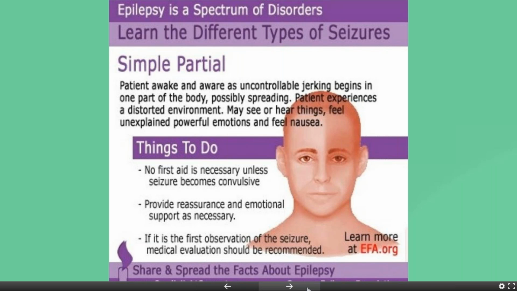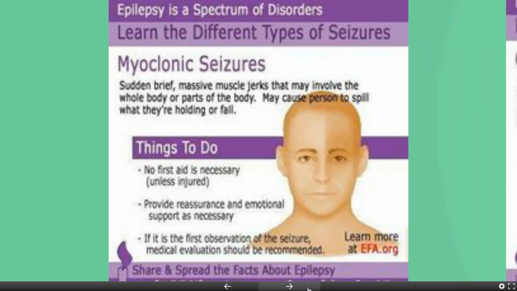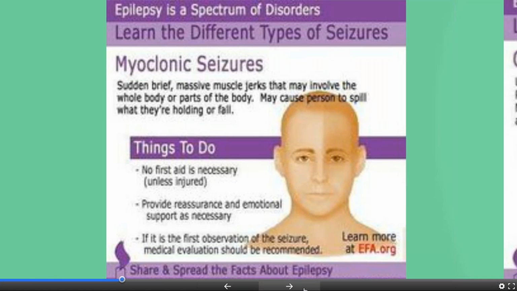Sometimes a simple partial seizure can also present as a person becoming suddenly aggressive or angry, but that's not all the time. A myoclonic seizure is when you have a sudden, brief, massive muscle jerk, and that can involve the whole body or parts of the body. It might cause the person to spill what they're holding, or fall or drop.